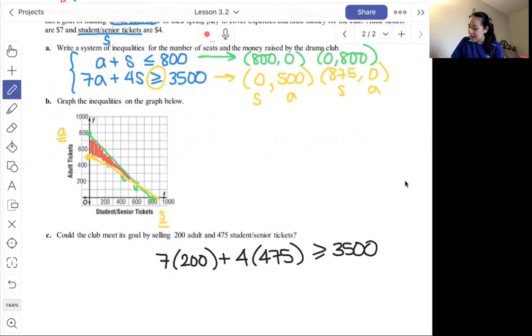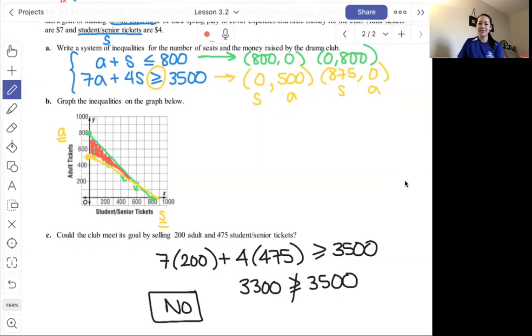Okay. If you were to calculate that, I think that ends up being 3,300. Let me check my key here. Yep, 3,300. I did not do that in my head. So unfortunately, that does not meet the goal. So no, it did not meet its goal.